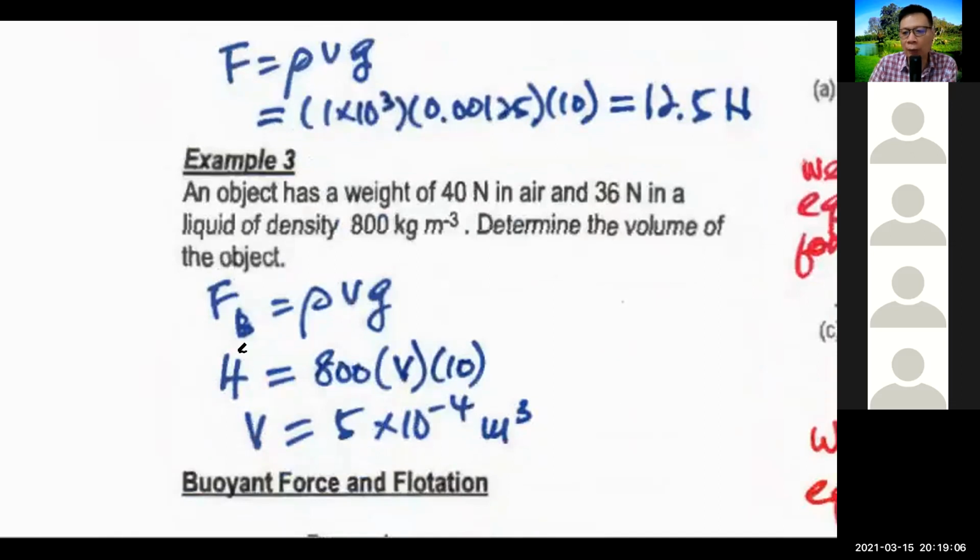Buoyant force, you know, is 4 already. You take 40 minus the apparent weight 36, so you get 4. So this 4 must be the buoyant force. So the buoyant force is rho, the density of the liquid, 800, times volume, which you don't know and are asked to find, times gravity, 10. So you get 5 times 10 to the power negative 4 meter cube. So this is the volume of the object. Once again, the volume of the object is the same as the volume of the liquid displaced. When it is fully submerged, it's the same.